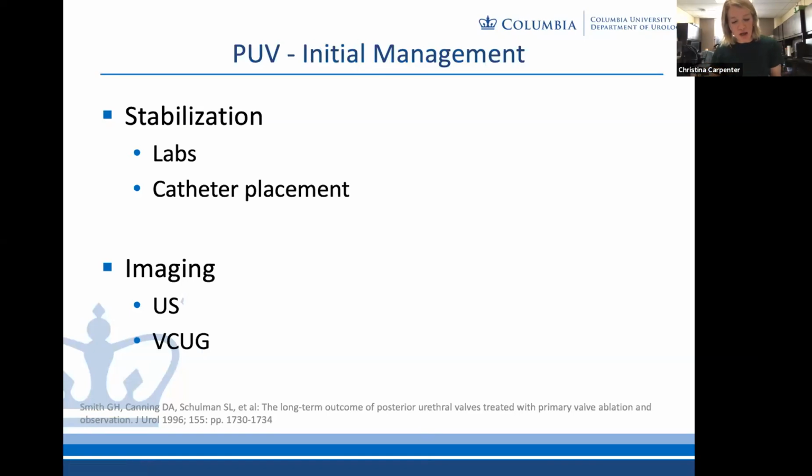Okay, so I'm not going to go over the things that Dr. Saltzman already went over, the initial management and things like that. But she obviously touched on the very salient points that these kids often have a lot of other things going on. So yes, we need to address the valves, but we also need to make sure that the kid is stable overall.